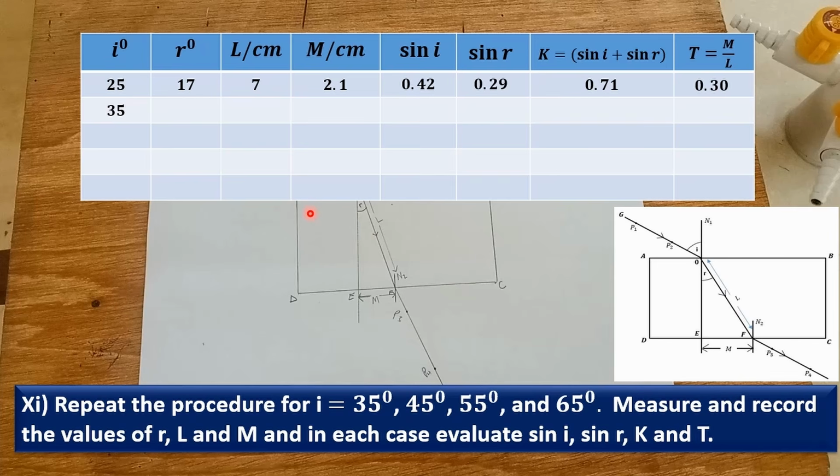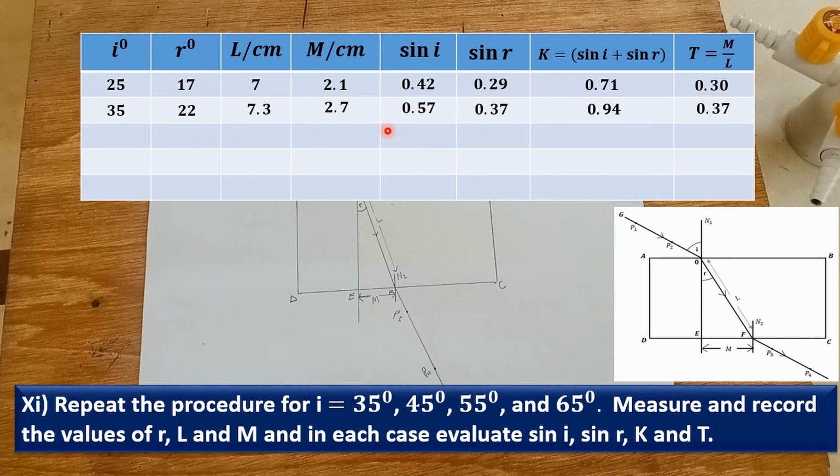So with another drawing sheet, we repeat the same process but with an angle of incidence of 35 degrees, and then measure R, measure L, measure M, evaluate sine I, evaluate sine R, evaluate sine I plus sine R, which is K, and evaluate T, which is M over L.